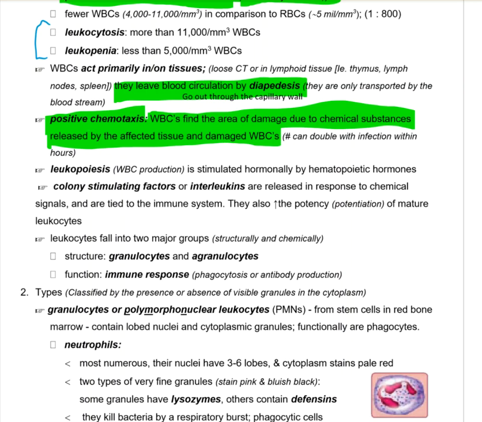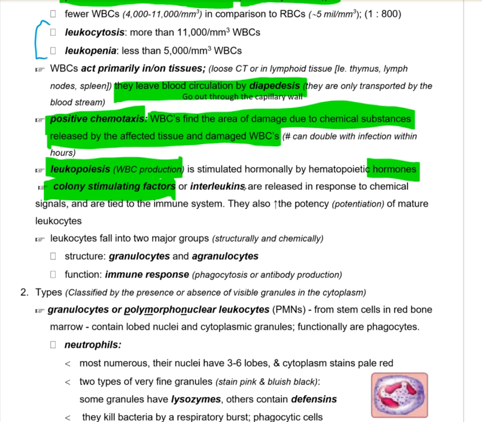Now, leukopoiesis, remember, erythropoiesis is red blood cell production. Leukopoiesis is white blood cell production. If we say hemopoiesis, we're referring to any blood cells. And there are definitely hormones that are involved in this process, and those are called colony stimulating factors. They're stimulating colonies of white blood cells.